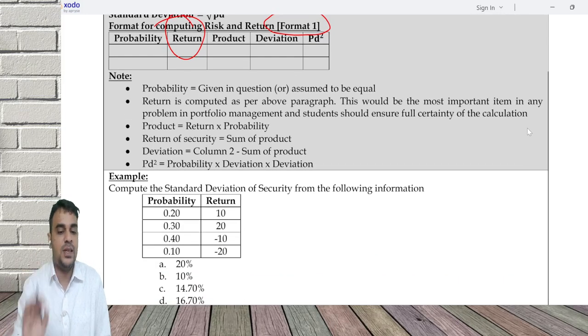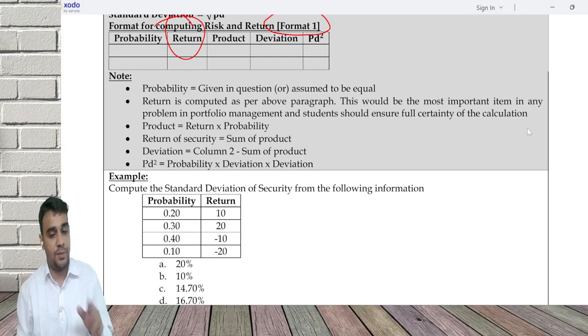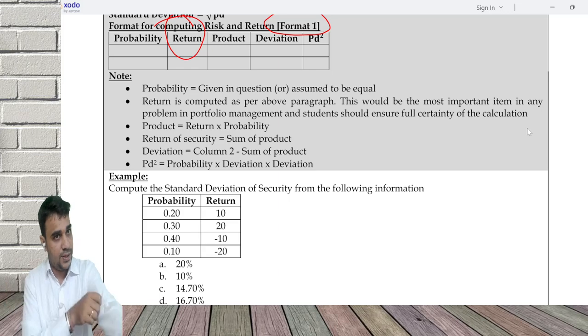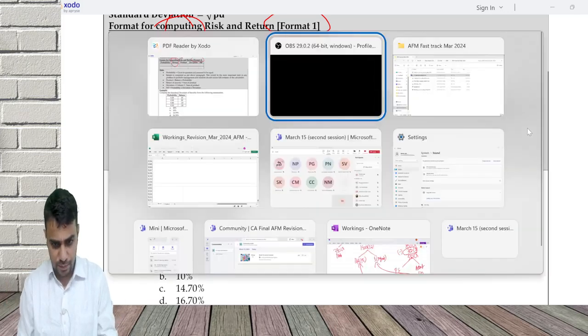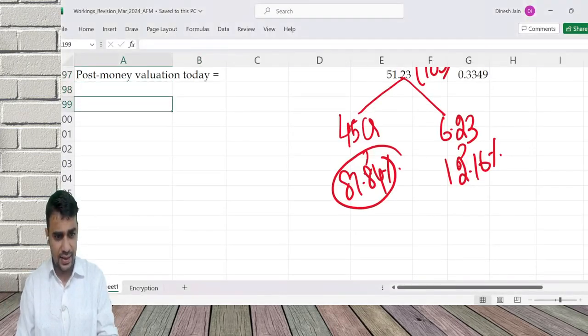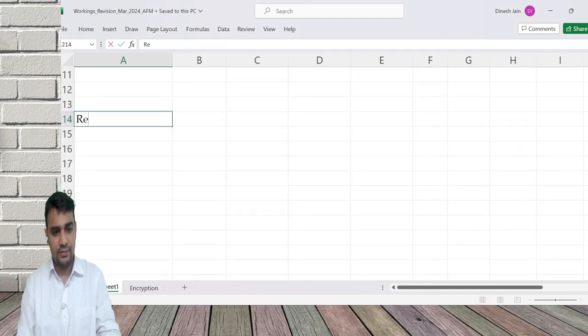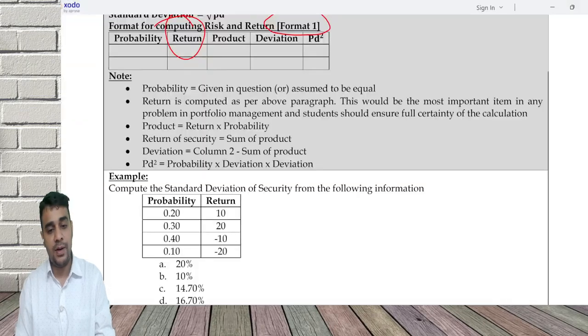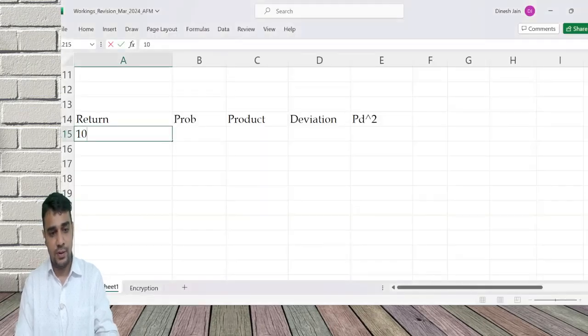Example: compute the standard deviation of security from the following information. I don't want you to do anything as of now. Basics, let's just set it up. Then when we do a comprehensive question, you will do it along with me. So I need return, probability, product, deviation, PD square. Return and probability are given in the question, which is 10, 20, minus 10, minus 20.